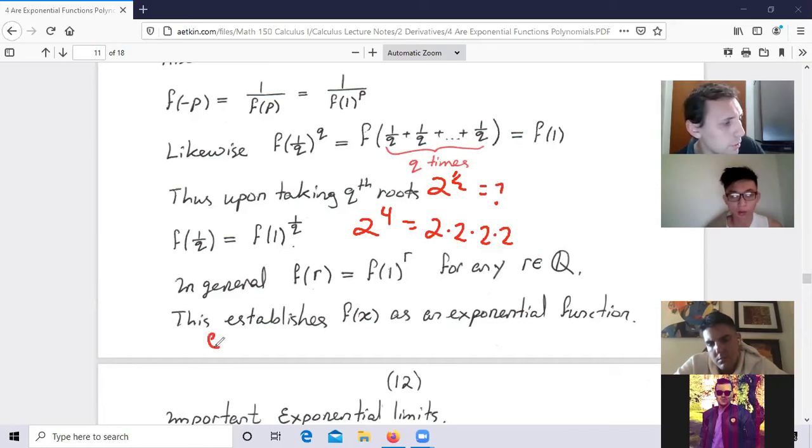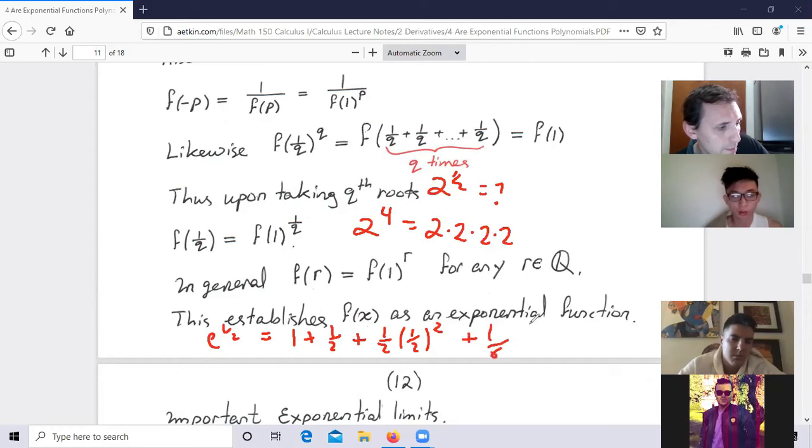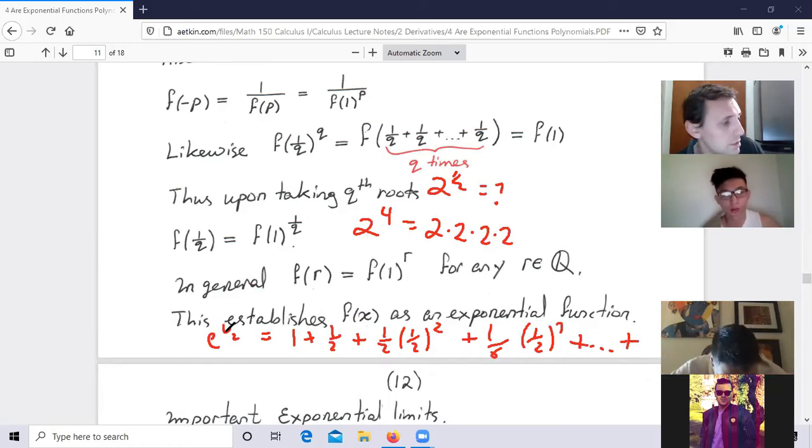Well, e to the power of 1/2 is now very easily understood. You see, e to the power of 1/2 is 1 plus 1/2 plus 1/2 squared plus 1/6 times 1/2 cubed and onwards. You understand? It's now extremely clear what it is, e to the 1/2. And why is it equal to the square root of e? This equals the square root of e.